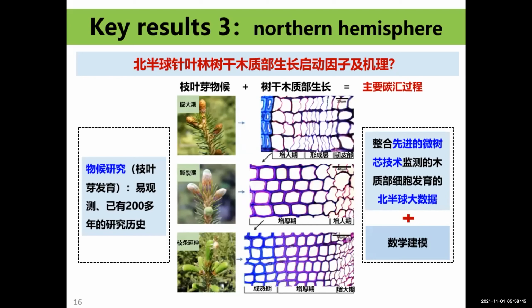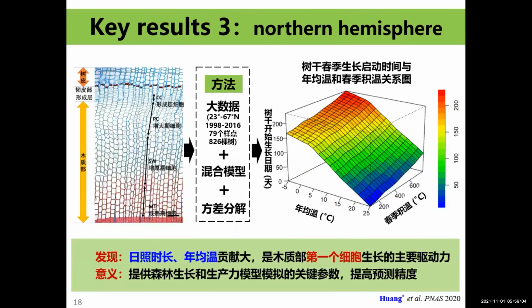During the past almost 20 years, I collected all the data published by many colleagues from Europe, North America, Canada, and Asia. We used this big data set and different modern approaches to quantify, and we found that photoperiod and mean annual temperature were the most important factors driving the formation of the first wood cell in the cambium in spring for northern hemispheric conifers. This is our main finding.